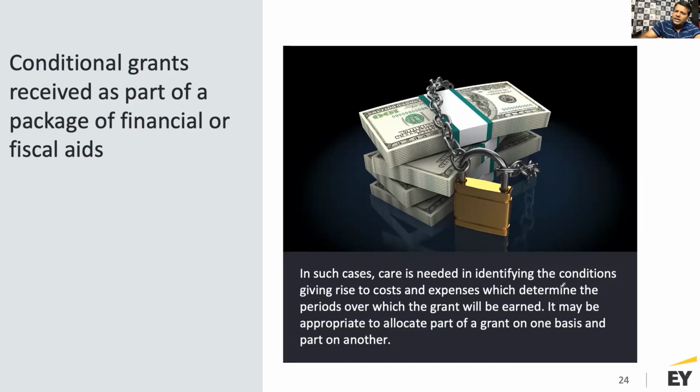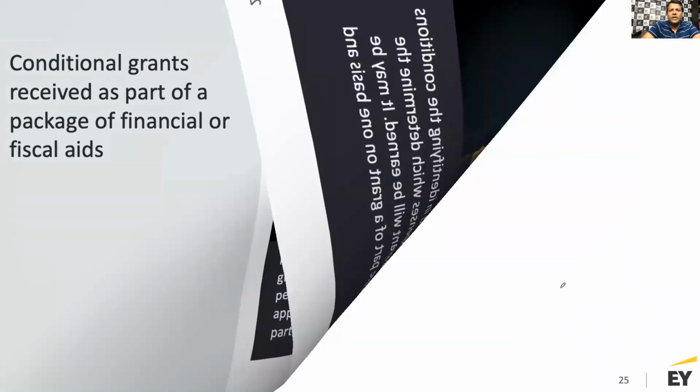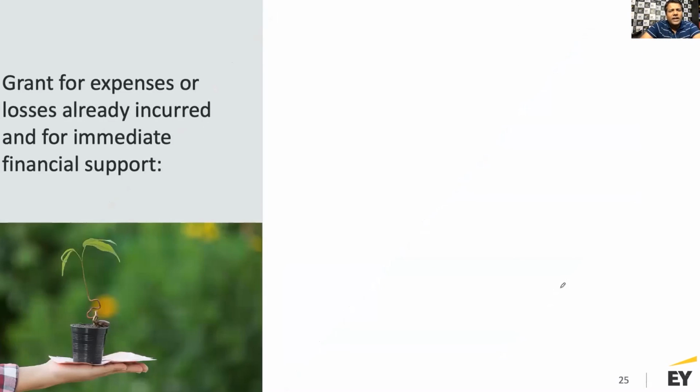And when you record it in the P&L, you can record it as other income, or you can record it as a reduction of the respective cost itself. And that is an element of accounting policy choice, which again you need to apply carefully and then disclose appropriately. So let's look at this example of grant for expenses or losses which are already incurred and for immediate financial support. So if you've already fulfilled the condition, the cost has also been incurred in the past. What does that mean?